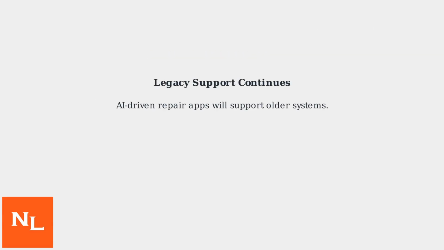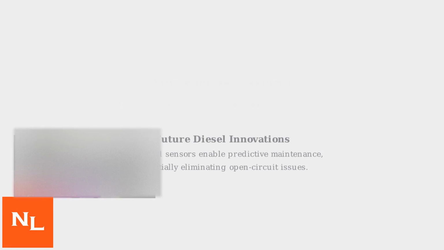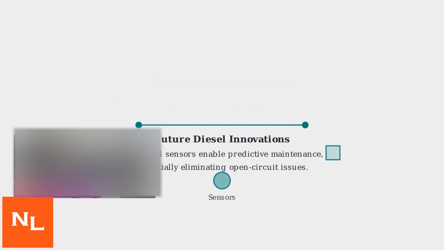However, support for legacy diesel vehicles will persist through advanced AI-driven repair applications that can diagnose and troubleshoot codes like P0005 more efficiently. Looking ahead, future diesel engines will feature integrated sensors for predictive maintenance, as shown in this image of smart engine sensors in a turbine factory. This technology could prevent open circuit issues and reduce DTC occurrences overall. These advancements represent the evolution of diesel diagnostics, moving toward more reliable and proactive systems.